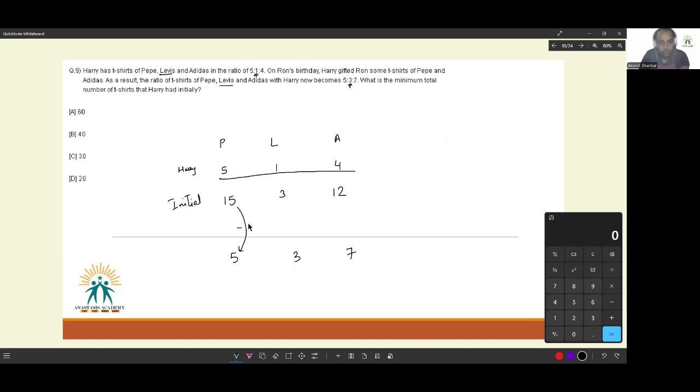Let him give away 10 t-shirts of Pepe. Let him give away 5 t-shirts of Adidas. Nothing has happened here. For Levi's, he has not given away anything. So yes, this can very easily be accomplished. Initial number of t-shirts that Harry had is 15 plus 3 plus 12, which is 30. The answer to the question has to be 30.